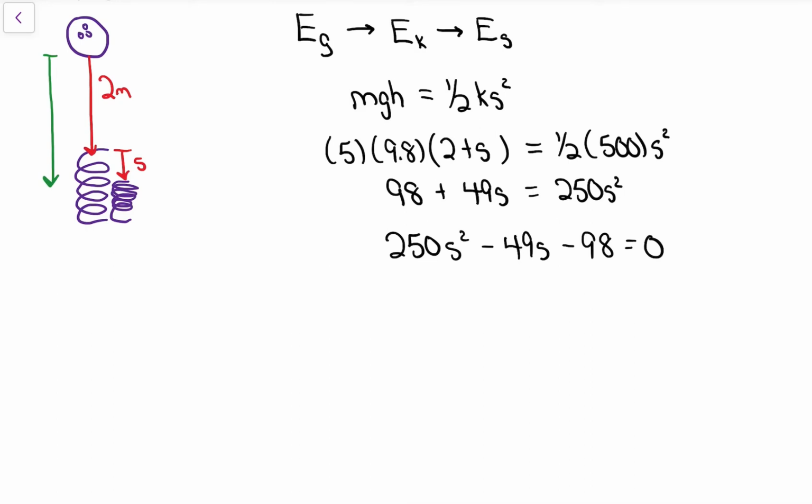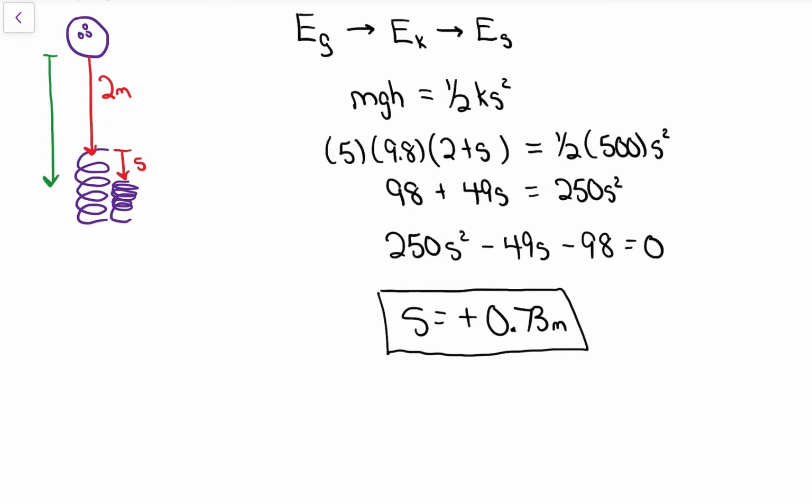I did this one kind of quickly. I hope I didn't goof it up. I got an S of positive 0.73. That's the answer we're going to take. That's how far the spring got squished.